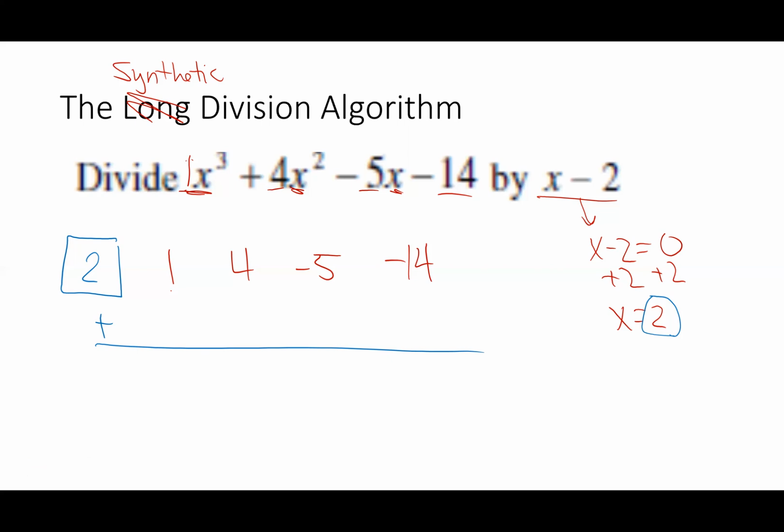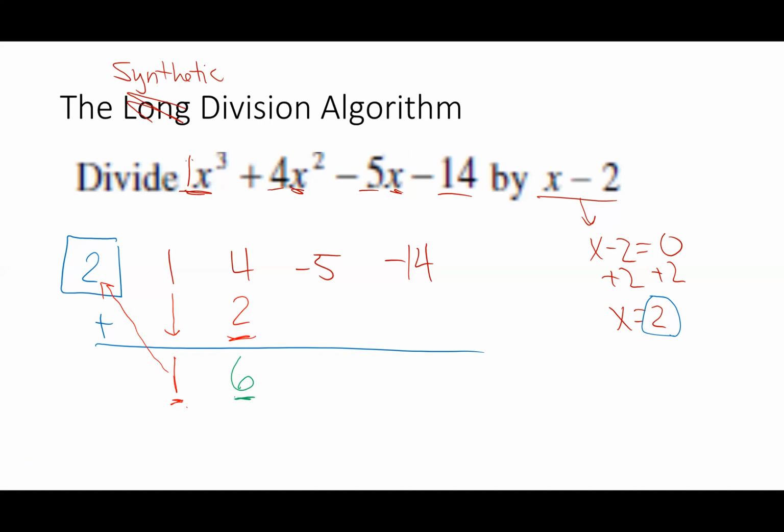First thing I do is I take the leading coefficient and I drag it down here. Now I take the term that's down here, multiply it by the number that's in the box, and I place it here. So 1 times 2 is 2. And now we add. 4 plus 2 is going to give me 6.